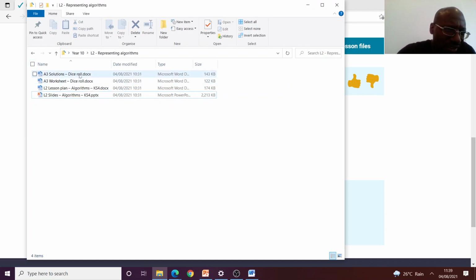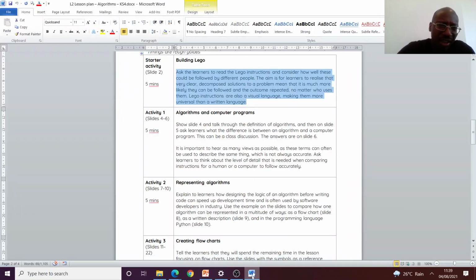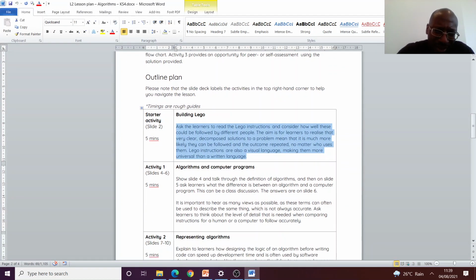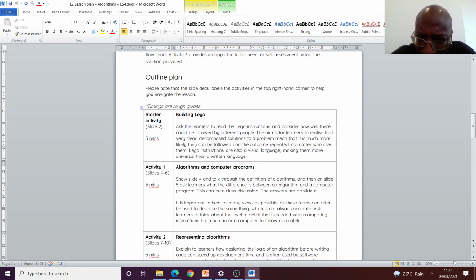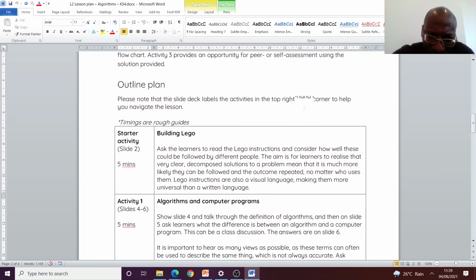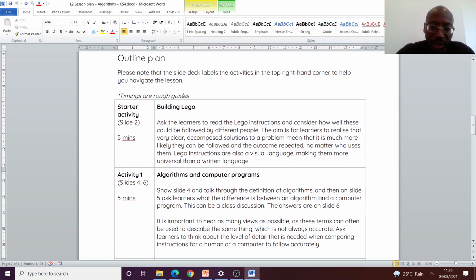Now the first thing I would say is to click on the lesson plan and see how you would structure your lesson. So right here we have: ask the learners to read the Lego instructions and consider how well these could be followed by different people. I just made it bigger because I know that some people may have difficulties with their sight.